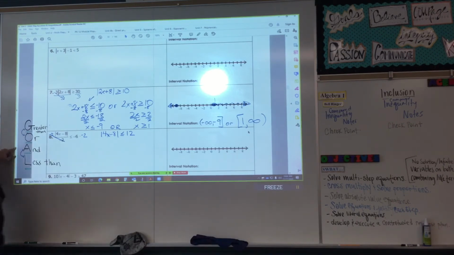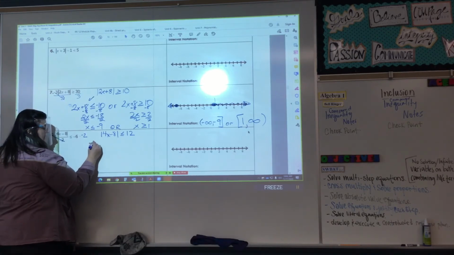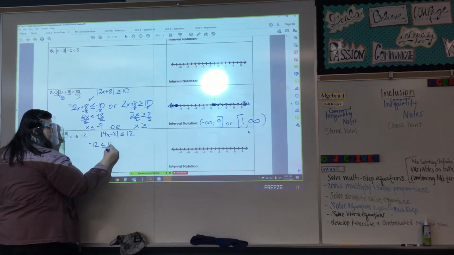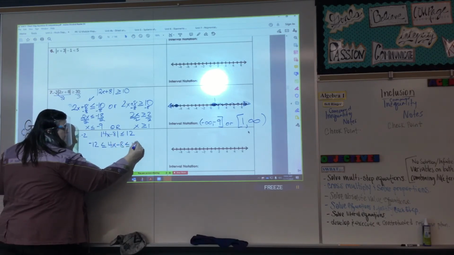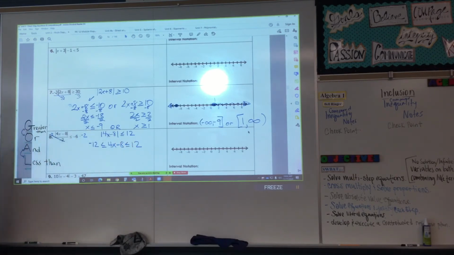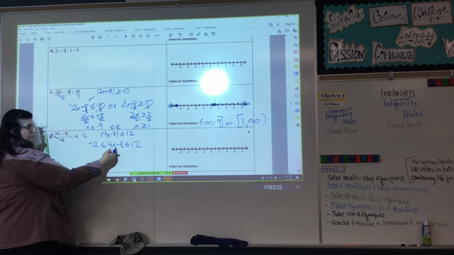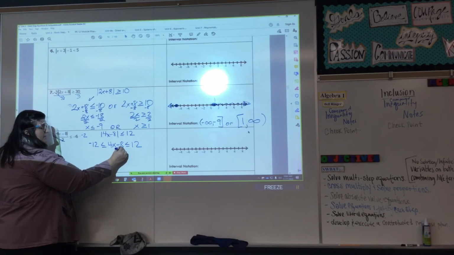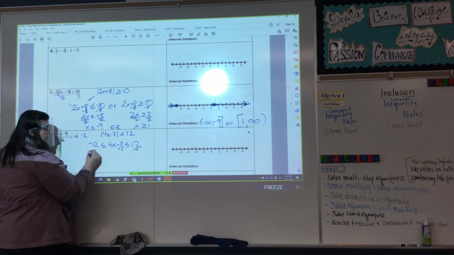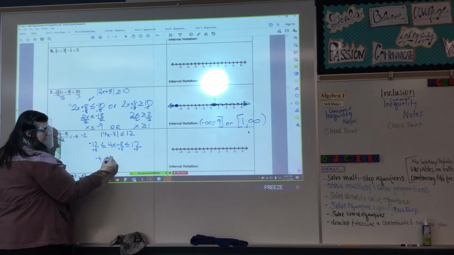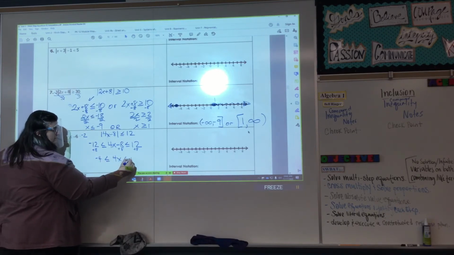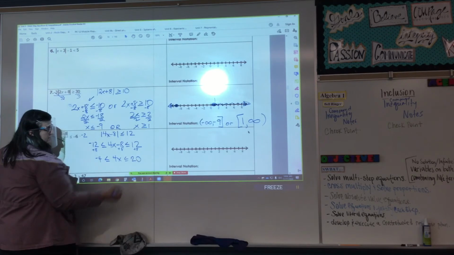Less than is an and, so I take my opposite, which is -12. I sandwich it in between what's in the absolute value bars. Now I'm solving. All right, trying to get x by itself. I'm going to add 8 to all 3 sides. -4 less than or equal to 4x, which is less than or equal to 20.